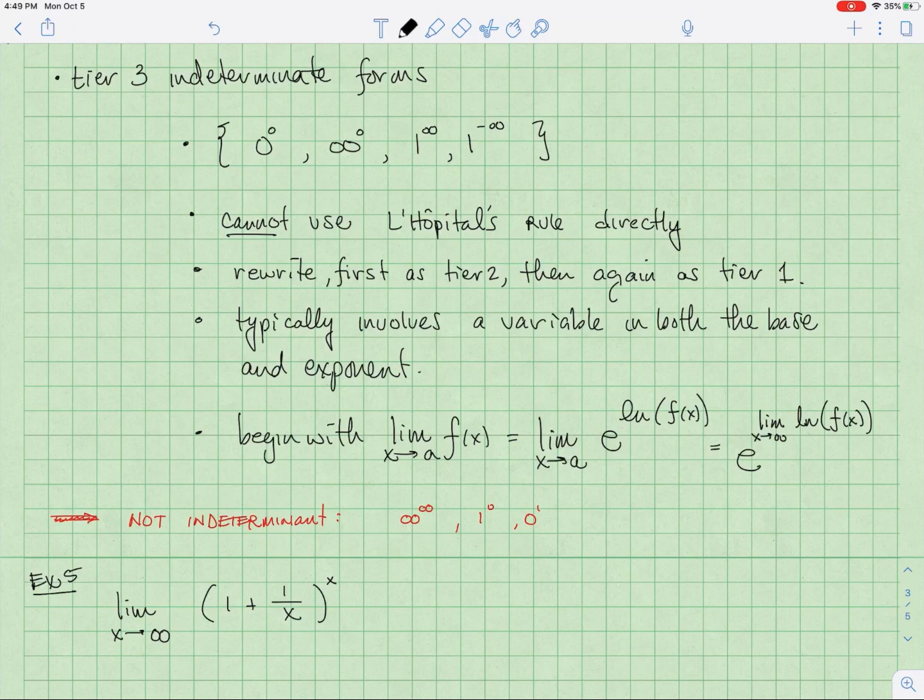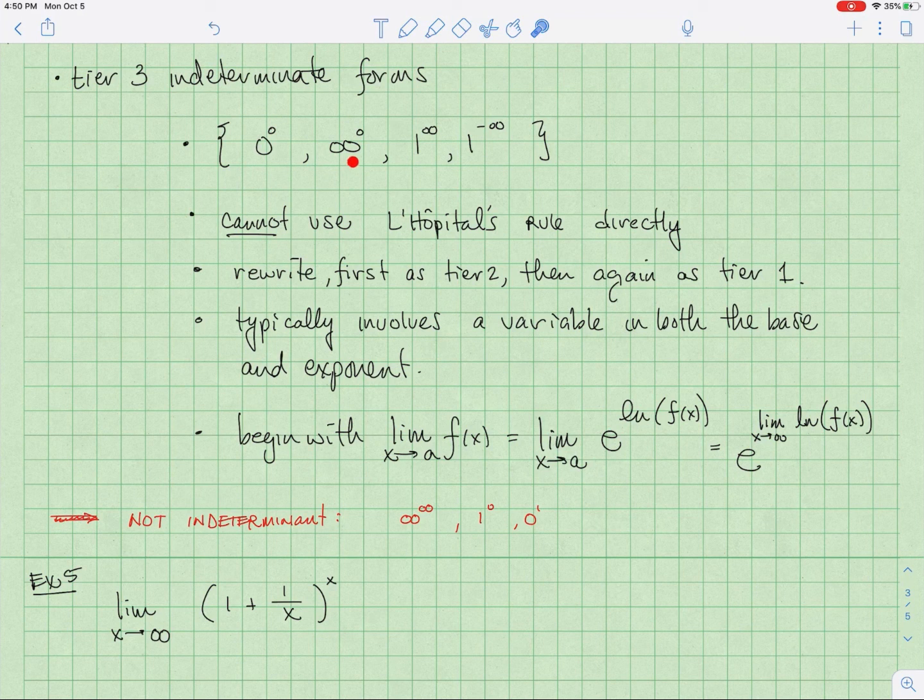All right, folks, let's talk about Tier 3 indeterminate forms and the techniques required to evaluate limits using these Tier 3 forms. So here we are introduced to them. Tier 3 indeterminate forms are 0 to the 0. That's a weird one. It's not 0. It's not 1. It's, I don't know. It's a small number to a small power.